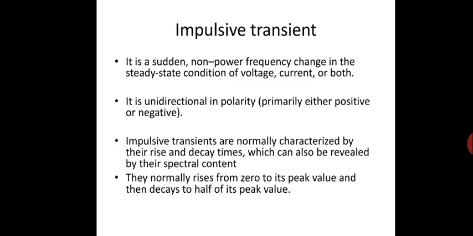Another thing: impulsive transients are normally characterized by their rise and decay, which can also be revealed by their spectral content. They normally rise from 0 to the peak value and then decay to half of the peak value. And note down one more definition which I am not able to include in this slide, the IEEE definition of an impulsive transient. An impulsive transient is a non-power frequency change in steady state condition of voltage, current, or both, that is unidirectional in polarity, either primarily positive or negative. It is normally a single, very high impulse like lightning.